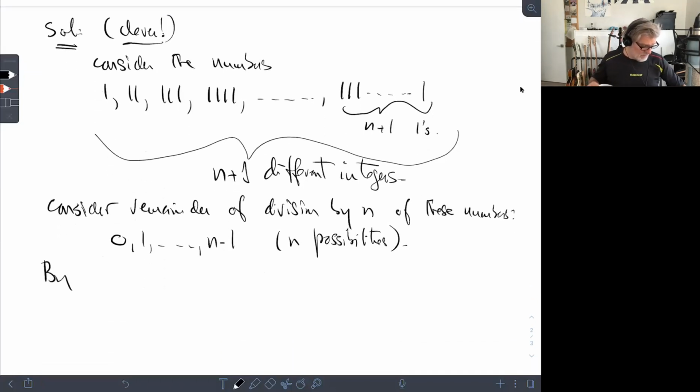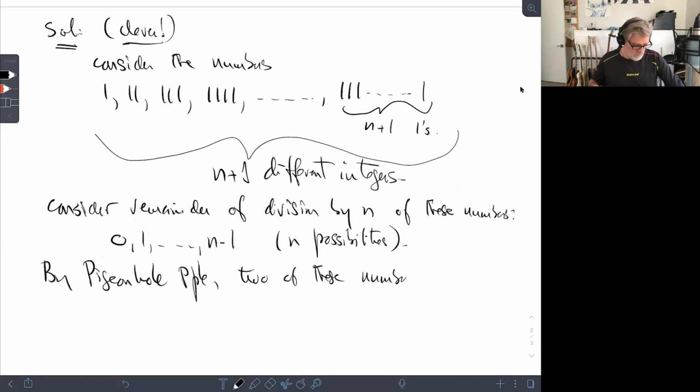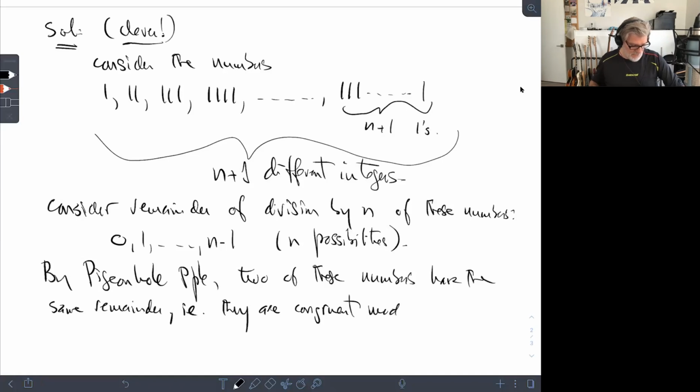So by the pigeonhole principle, 2 of these numbers have the same remainder. In other words, they are congruent mod n, right? So their difference is divisible by n, right? So in other words, they are congruent mod n.